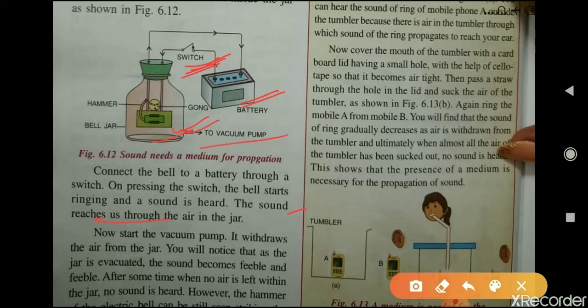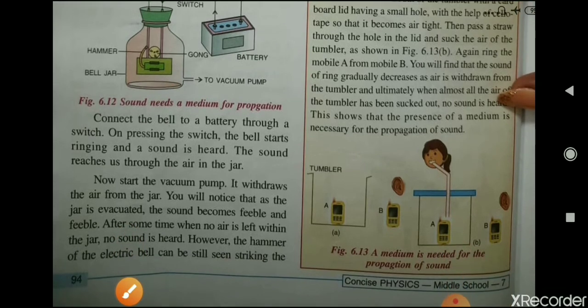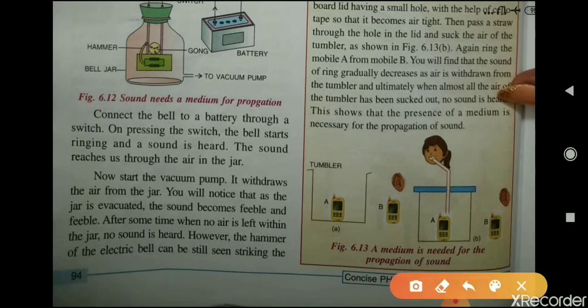Now, as soon as we start this vacuum pump, it will withdraw all the air from the jar, and you will notice that as the jar is evacuated, means as the air is pumped out with the help of this vacuum pump, you will hear a feeble sound, and after some time when there is no air within this bell jar, no sound is heard. However, the hammer of the electric bell can still be seen striking.